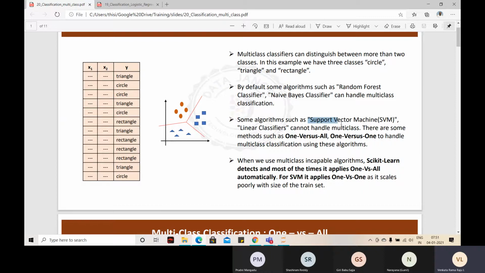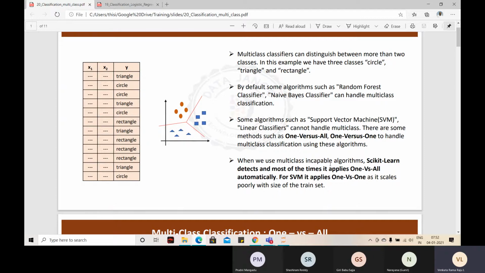And SVM cannot handle huge volumes of data. We'll see how and why SVM cannot handle huge volumes of data in the coming week, maybe by weekend or maybe next week. And one versus one is the algorithm it's going to use. So on top of SGD classifier or support vector machine, there will be another algorithm used to do a multi-class classification. Okay, how? I'll explain in a moment.